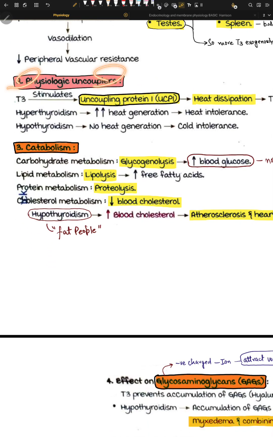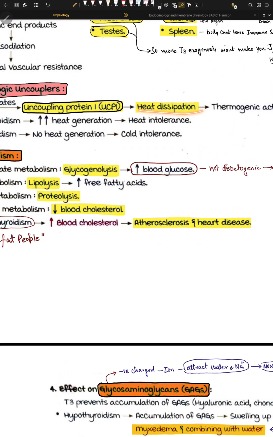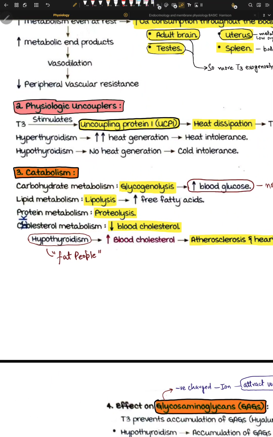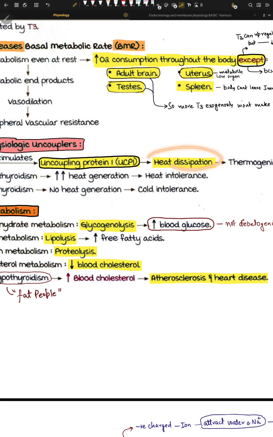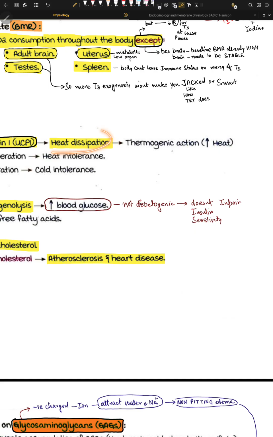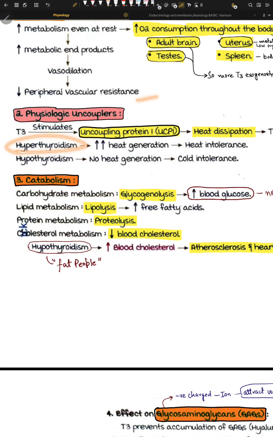Physiological uncouplers: T3 stimulates something called uncoupling protein 1, UCP1. Now this UCP1 is used for dissipation of heat. T3 dissipates a lot of heat, right? This is the thermogenic action, an increase in heat. So if there is hyperthyroidism, it means T3 is more, and this person will already feel a lot of heat, so he cannot go to India, right?